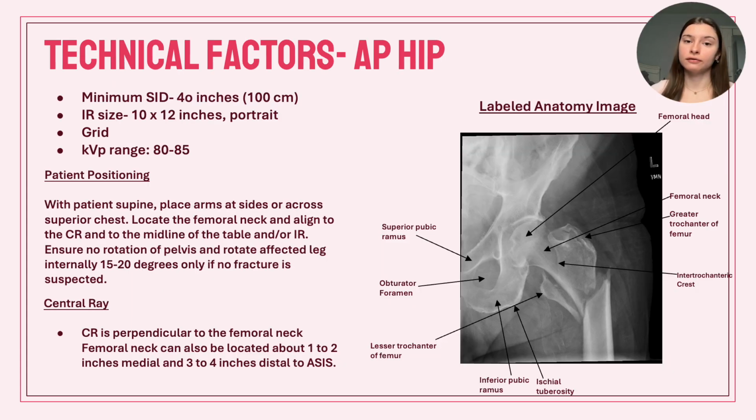So next we have the technical factors for an AP hip. So you do need 40 inches of SID. The IR will be going in portrait 10 by 12 inches. You do need a grid and then about 80 to 85 kVp. So the patient will be supine with their arms at their sides or on their chest, and their lower limb will be internally rotated about 15 to 20 degrees if there's no fracture present. And then the CR is going to be perpendicular to the femoral neck. And then here's a labeled anatomy image once again. You can see all of the important structures of the femur and of the pelvis here.